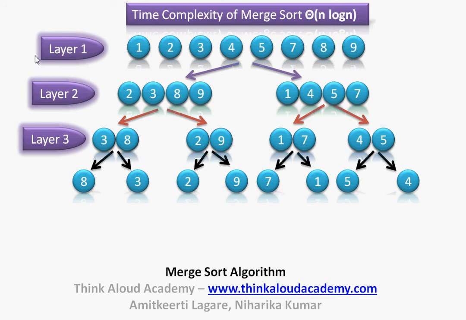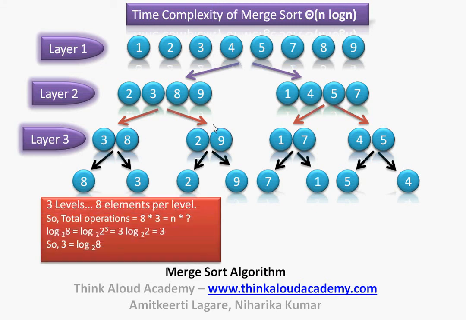So what we see here is there are 3 layers of processing. At the first layer, we divide it into 2 parts. At the second layer, this gets divided into 2 parts. At the third layer, these elements get divided. So at each layer, I have 8 elements. On the first layer, I have 8 elements. The second layer, I have 8 elements. The third layer, I have 8 elements. And how many such layers are there? 3 layers. So totally I have 8, 8, 8. So I do processing on 24 elements, 8 into 3. Basically I can say that there are 3 levels and there are 8 elements per level.